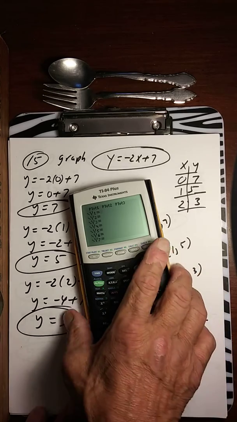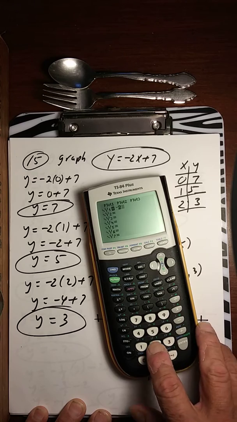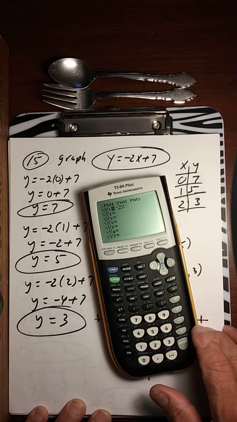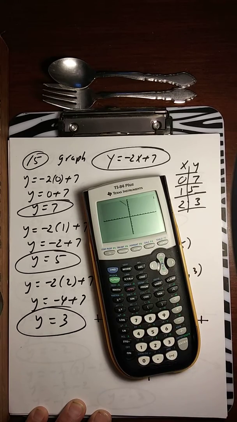So we have y equals, what is it? Negative 2, little minus sign, x plus 7. Hit graph. There it goes.